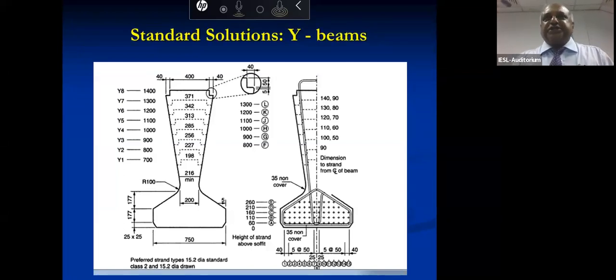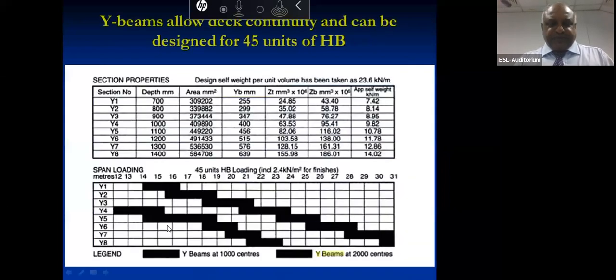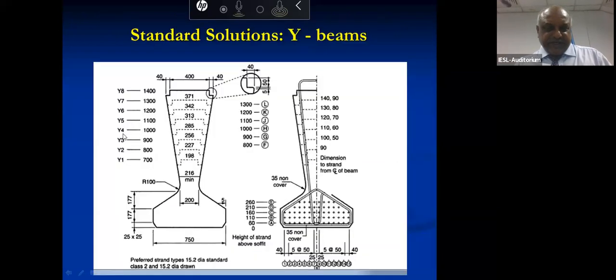Now, if you want to become a bridge engineer, it's not a very difficult task because there are standard solutions. This is the standard Y beam. If you have a bridge of 25 meters span, you go here, go this way, Y5. Y5 is here, you have all the details. That's what you have to select.